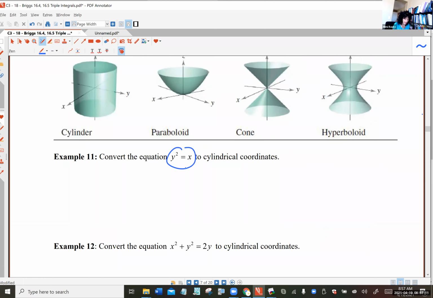Now, folks, if you were an algebra student, you're like, hey, that's not even in 3D. Well, sure it is. What's the 3D graph of y squared equals x?